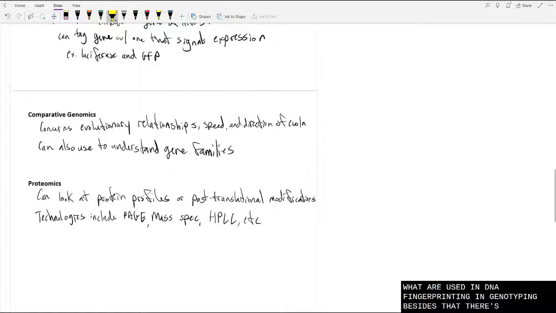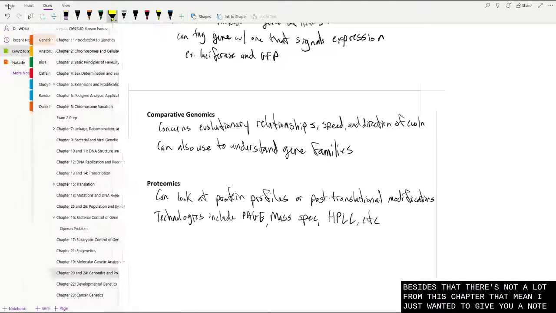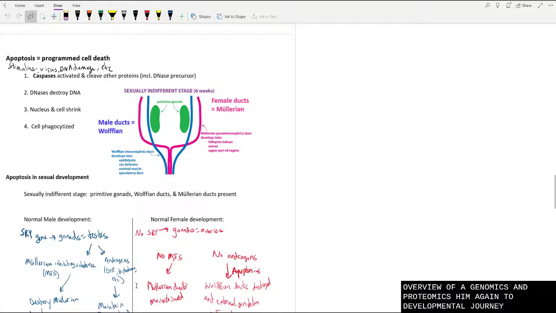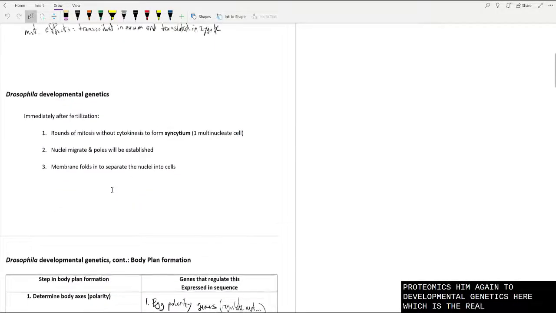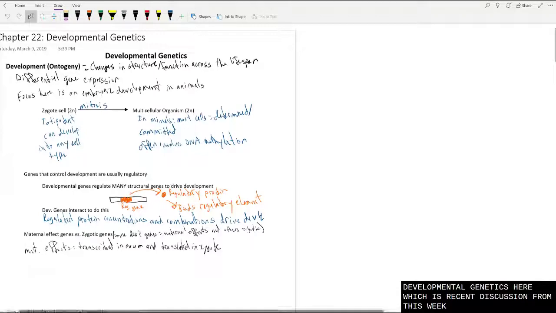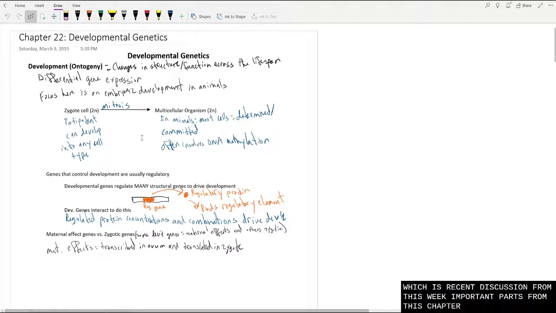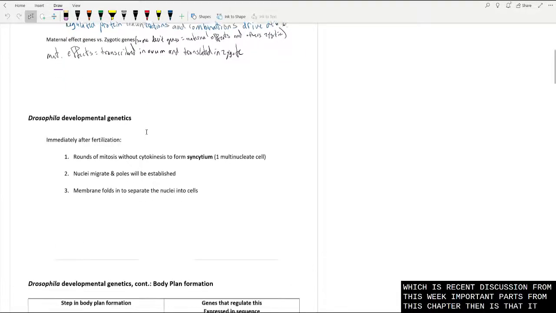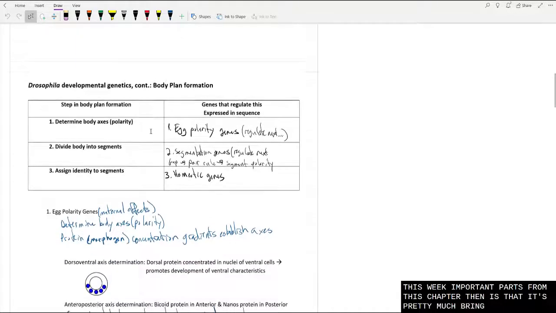Besides that, there's not a lot from this chapter. Mainly, I just wanted to give you an overview of genomics and proteomics. Then we get into developmental genetics here, which is the recent discussion from this week. Important parts from this chapter then is that it pretty much brings in everything we've talked about.